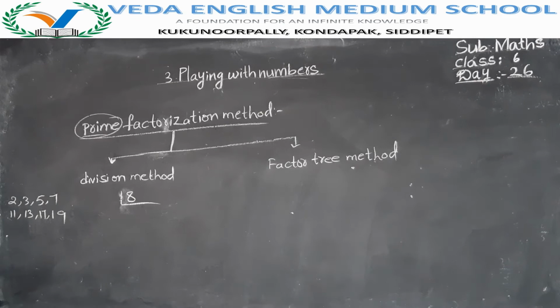Then while you are finding the factorization, first of all you have to start with the least prime number.